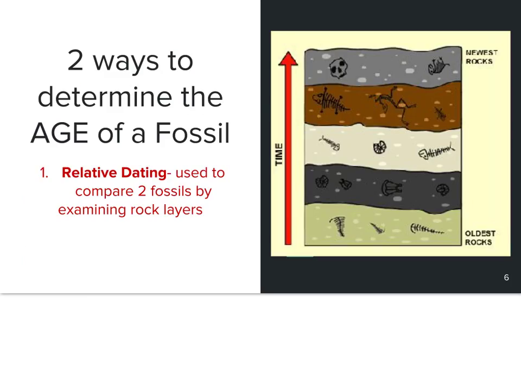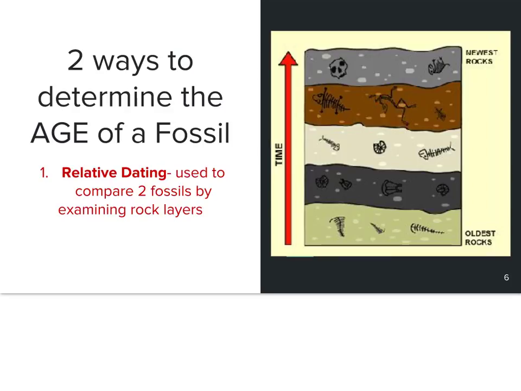There are 2 ways that scientists determine the age of a fossil. The first method is called relative dating. Relative dating compares 2 fossils to figure out which one is older. Relative dating looks at the layers of sediment in the order they have been formed. The deeper the layers, the older the rock and fossils. The fossils found closer to the surface layer are the newest fossils, also known as the youngest fossils.